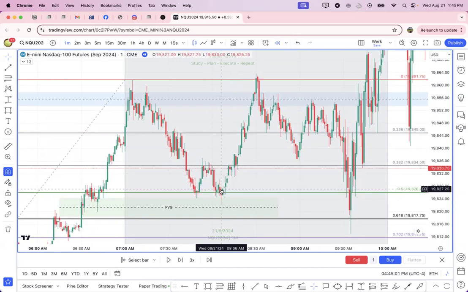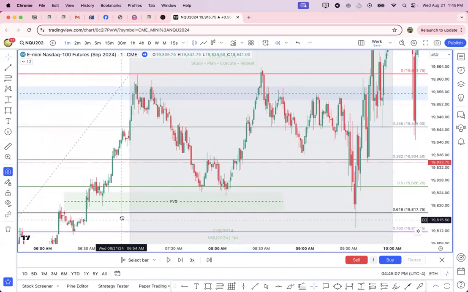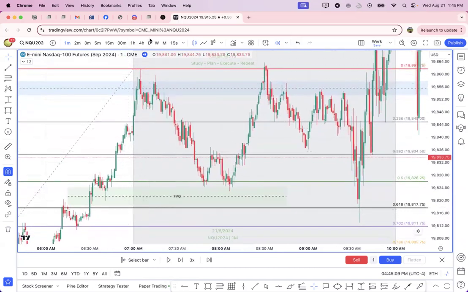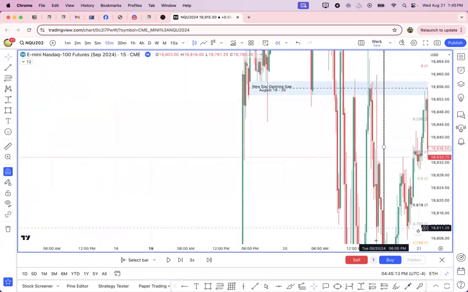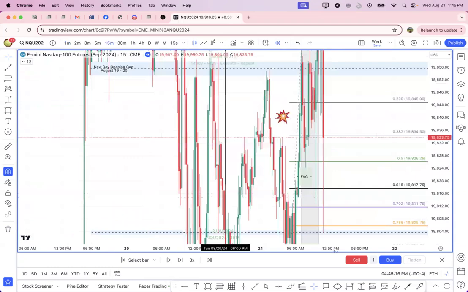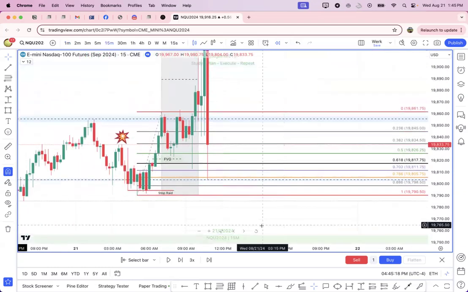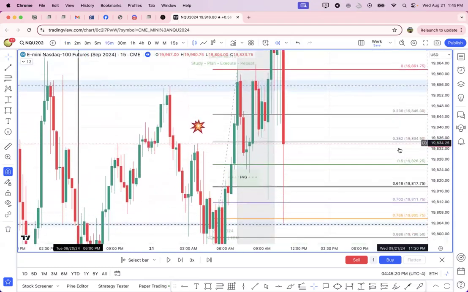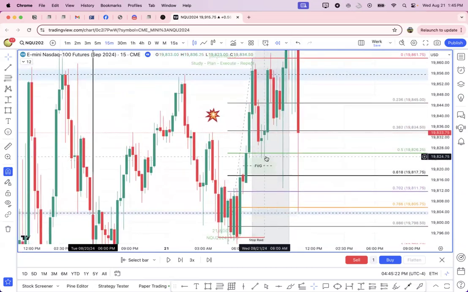Even getting in on this fair value gap, I mean, excuse me, this order block. But again, with the model, if I'm using the 15-minute, I would have to have my stop. I gotta be careful not to try to force trades, but that's an excellent entry, right?